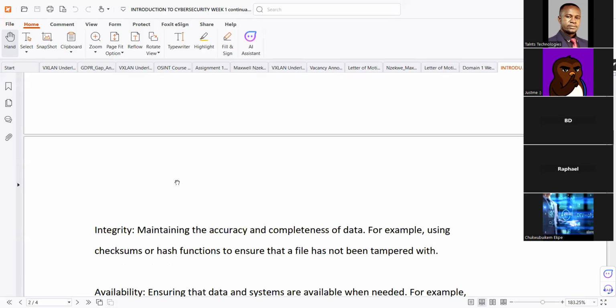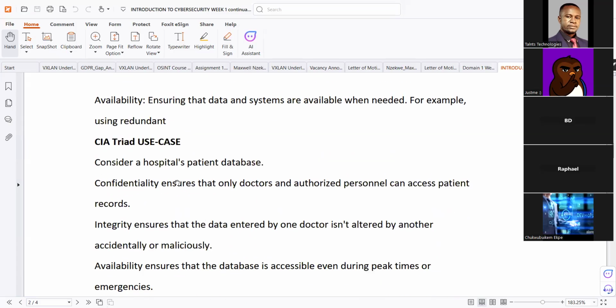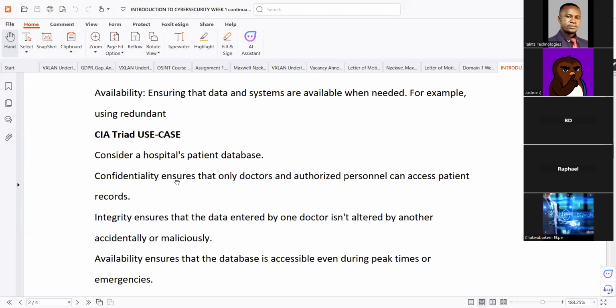That is confidentiality. Then integrity, maintaining the accuracy and completeness of data, using checksums or hash functions to ensure that a file has not been tampered with. That's integrity. Then availability: you have to make sure that data and systems are available when needed at all times. So these are the bedrock. And we have looked at the use cases of this CIA triad in the past. This is just to refresh our minds before we go into the different domains we have for this training.